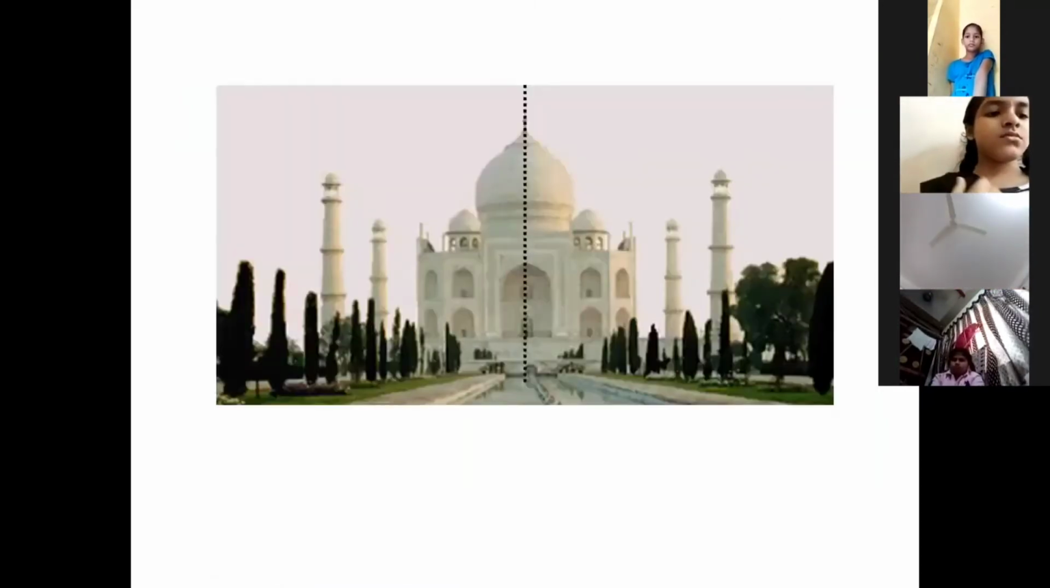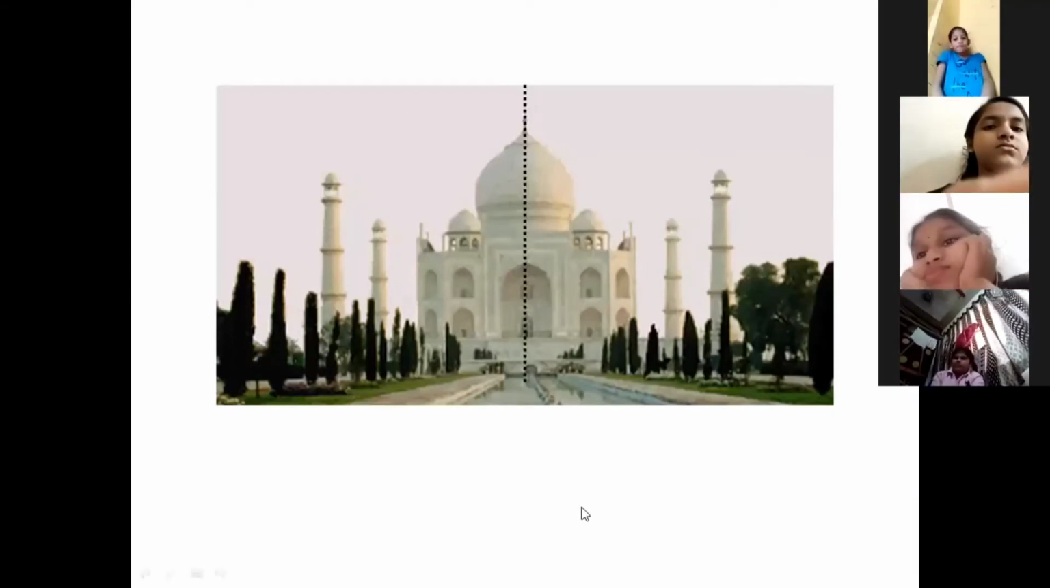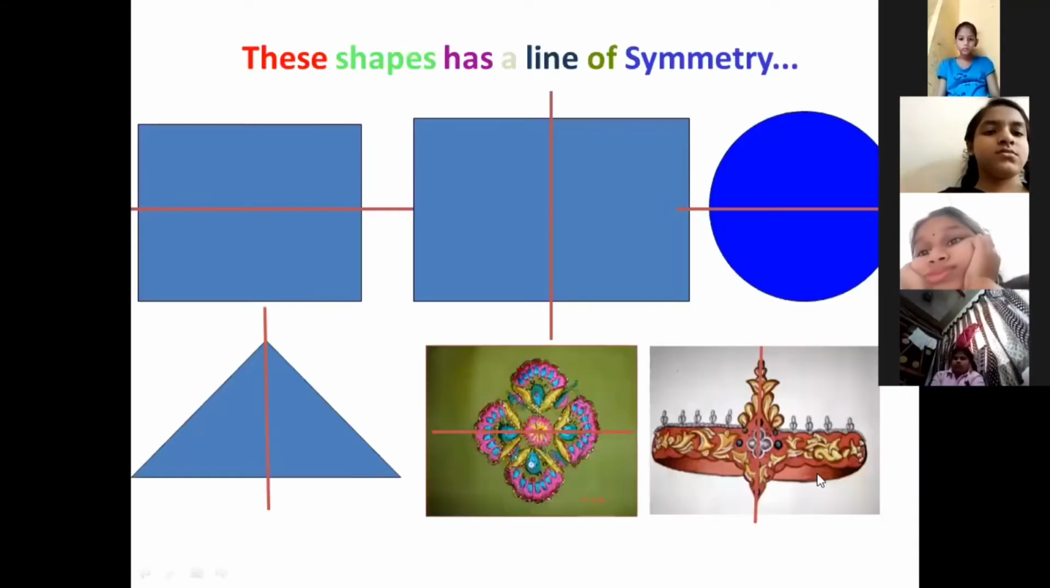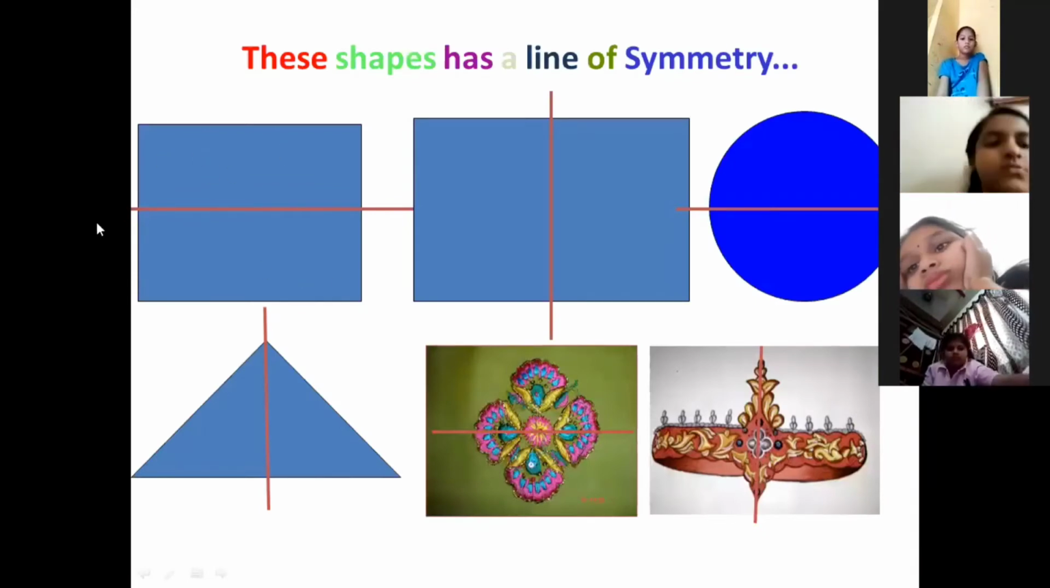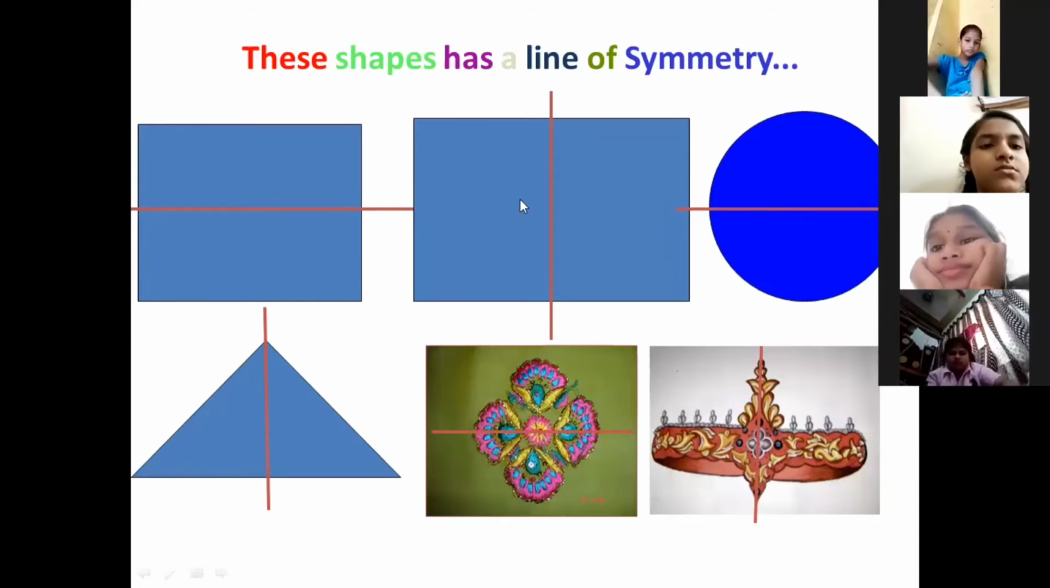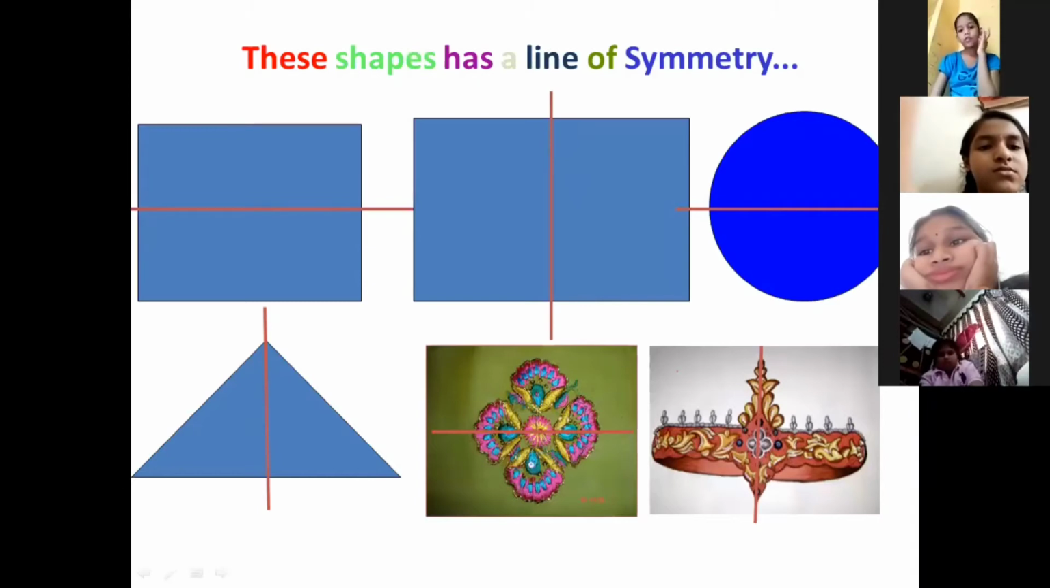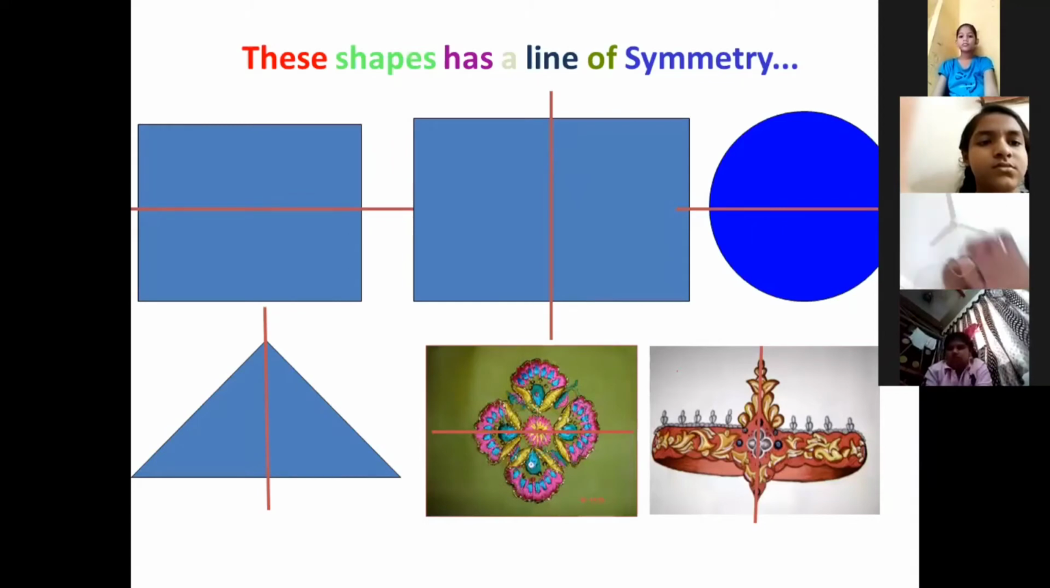Mirror half. So the Taj Mahal has one line of symmetry, a vertical line of symmetry. Observe the shape. This is a rectangle. It has a horizontal line of symmetry and a vertical line of symmetry. In a circle, we have infinite lines of symmetry.